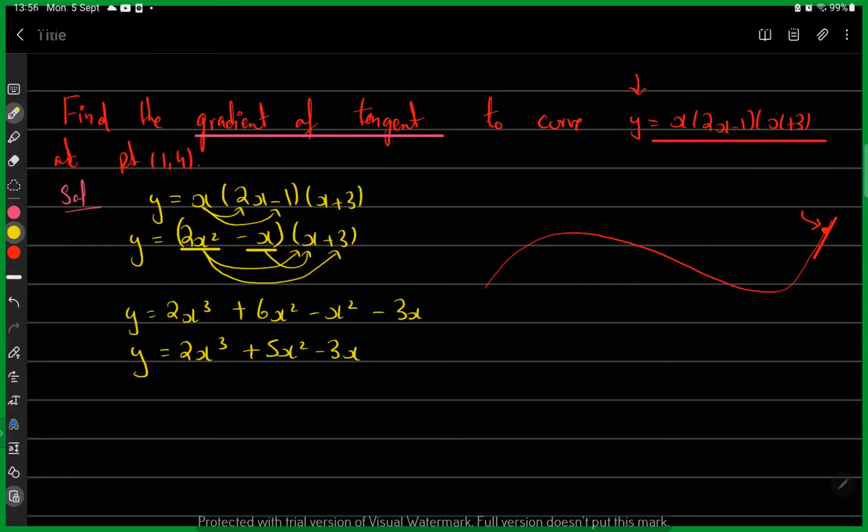It is still the equation. This was also the equation. This is also the equation. I have not differentiated it yet. I have just simplified it. And why have I simplified it? Because now I know how exactly I can differentiate it.